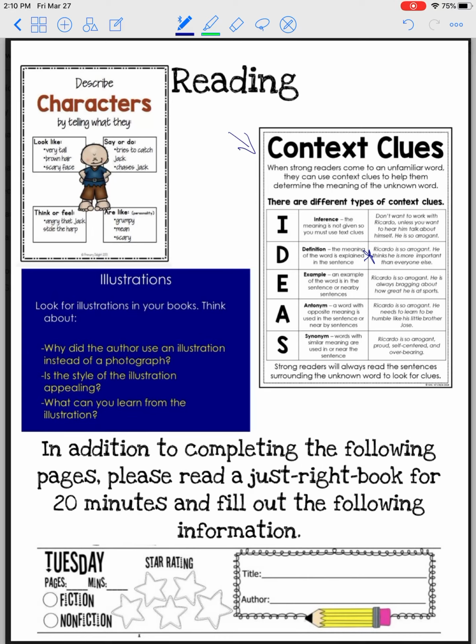And then synonym, words with similar meaning are used in or near the sentence. So Ricardo is so arrogant, proud, self-centered, and overbearing. So when you see those listed like that, arrogant, proud, self-centered, and overbearing, you might realize that proud, self-centered, and overbearing are words that mean similar things. So since they are listed like that, the arrogant would mean the same thing. So strong readers are always going to read the sentences surrounding the unknown word to look for clues.